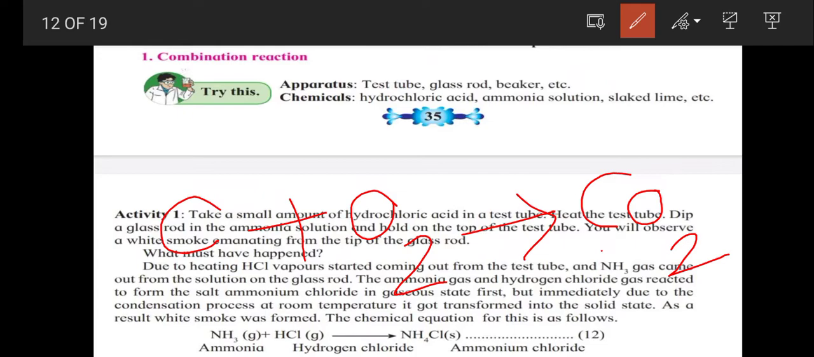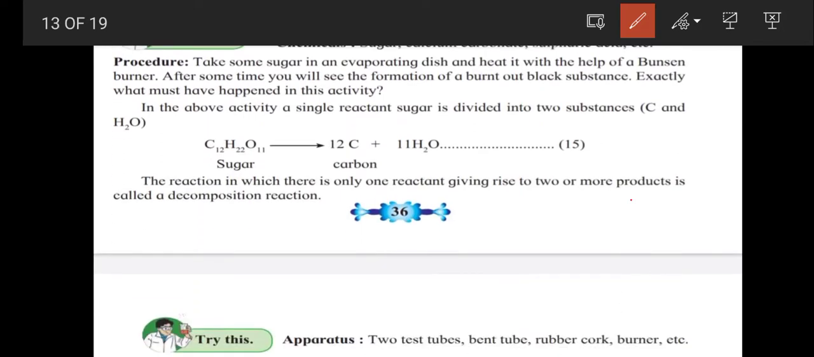Otherwise here you may see another reaction, NH3 plus HCl. When NH3 reacts with the HCl, it gives NH4Cl. Okay. So that is the ammonium chloride. When ammonia is reacted with the hydrogen chloride, that time there is the formation of the ammonium chloride. So it is also one type of the combination reaction.